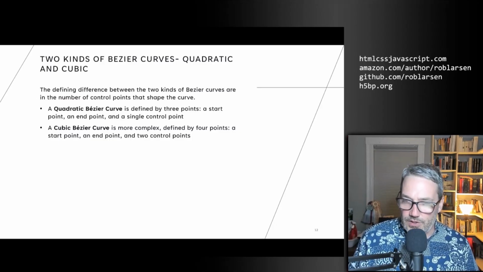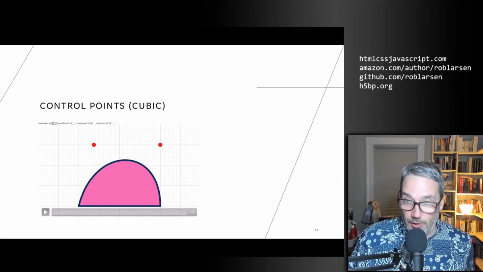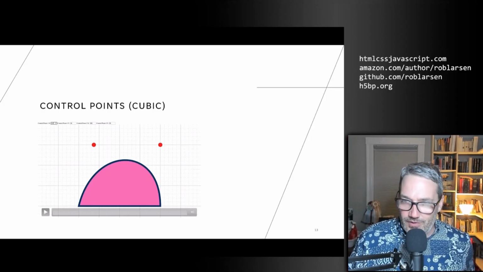This allows for the creation of more complex and nuanced shapes, including S-curves, which are impossible with a single quadratic curve. So here's a demo. There's a link in the description for this code. This will allow you to play with control points to get some sense of how they work.